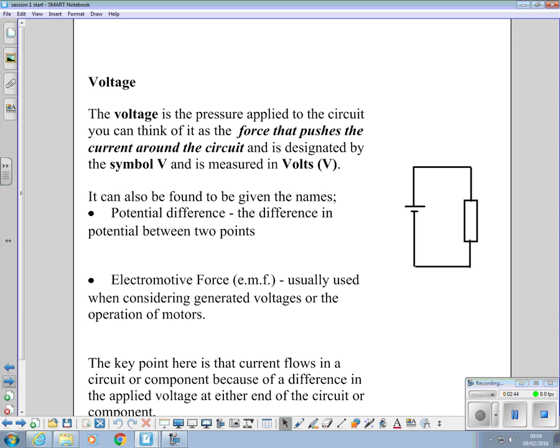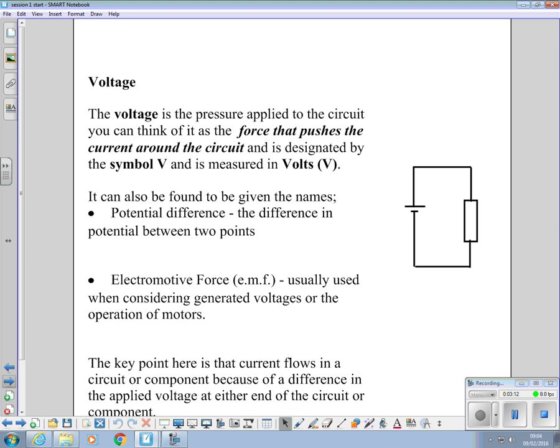The key point here is that current flows in a circuit or a component because of a difference in applied voltage. So if 2 points are at the same voltage, it's like having 2 tanks at the same level, no water flows between them. So if you've got 2 points in the circuit, both at 12 volts, no current will flow between those 2 points. They are at the same potential. Okay?